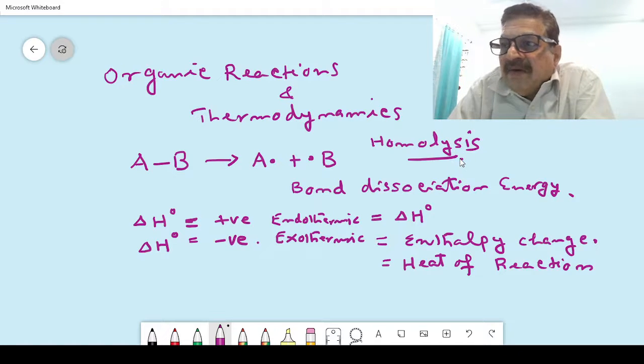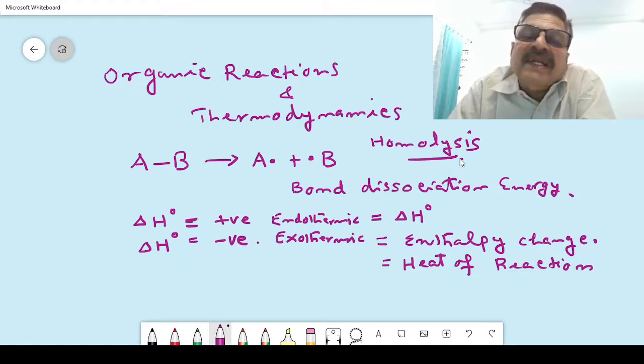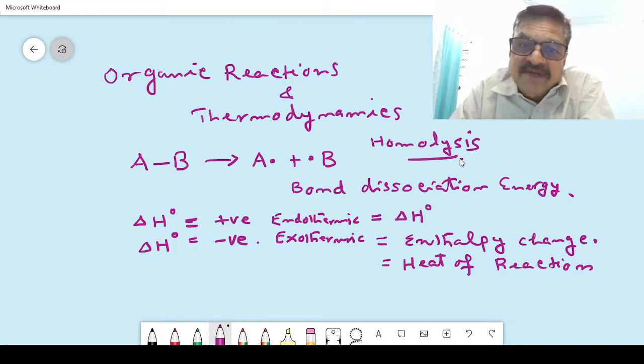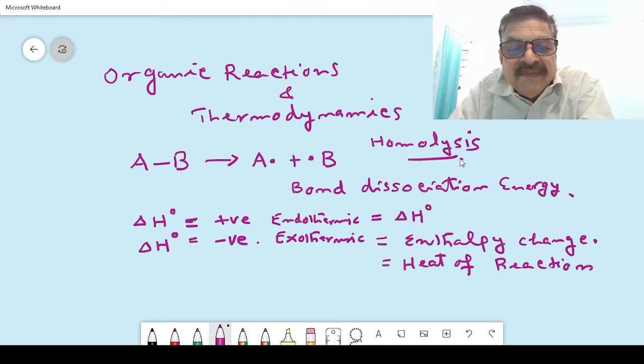Conversely, bond formation always releases energy. Therefore bond formation is an exothermic reaction. Bond breaking, endothermic. Bond forming, exothermic.